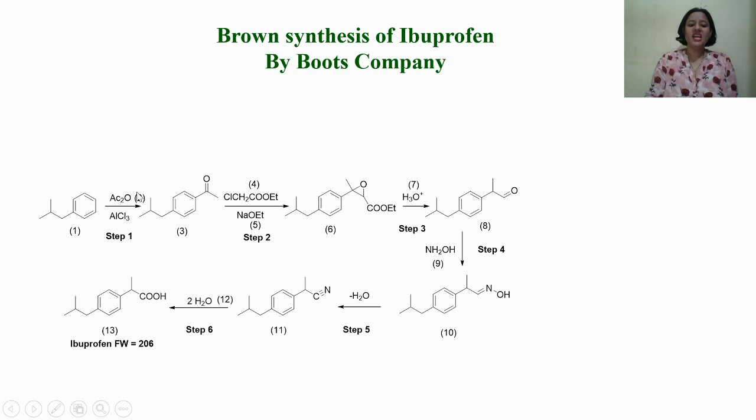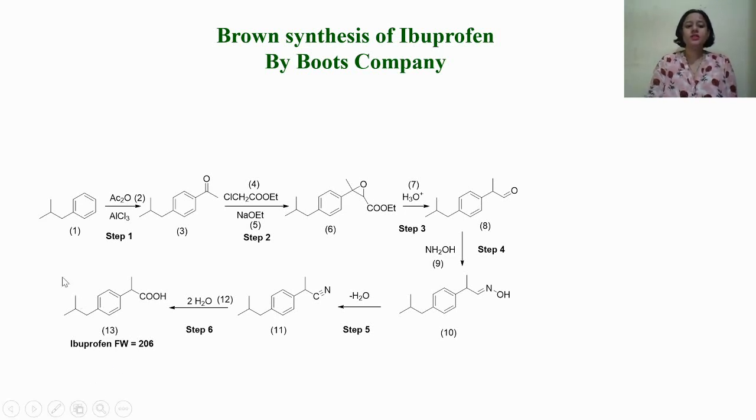You can see compound 1 is acetylated in the presence of aluminum chloride, and this acetyl derivative, compound number 3, is synthesized. Compound 3 on reaction with 4 and 5, ethyl chloroacetate and sodium ethoxide, forms an epoxide. This epoxide, compound 6, on hydrolysis forms aldehyde, compound 8. Aldehyde on reaction with hydroxylamine, compound 9, gives compound 10, an oxime. Oxime with loss of water gets converted into cyanide, compound number 11, and this on reaction with water gets hydrolyzed to carboxylic acid, compound number 13, which is ibuprofen, and ibuprofen has formula weight 206.